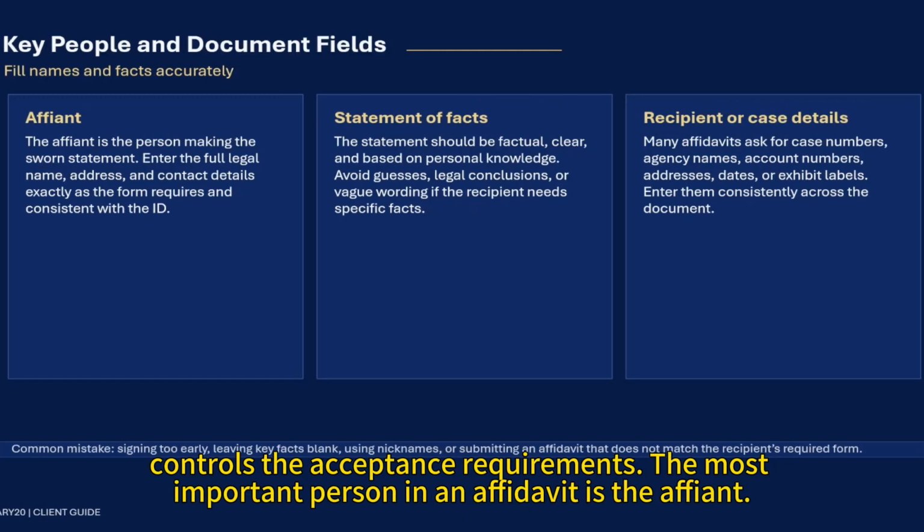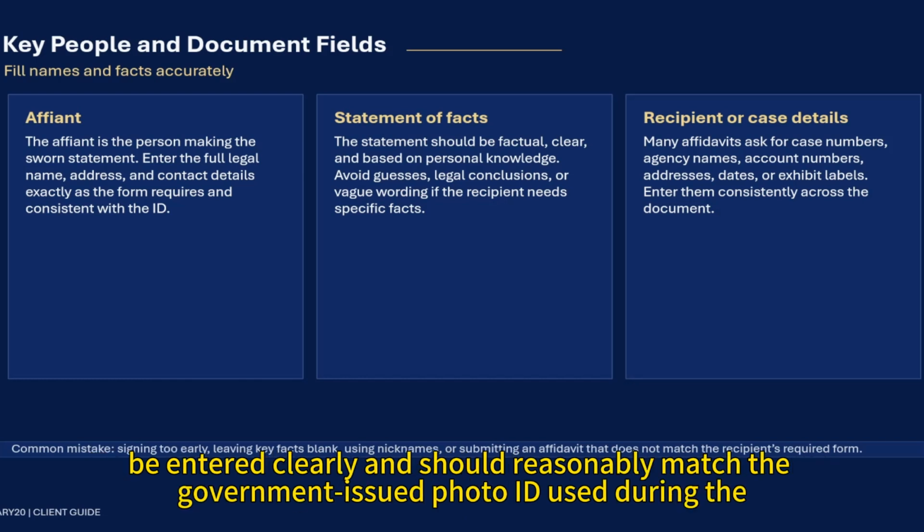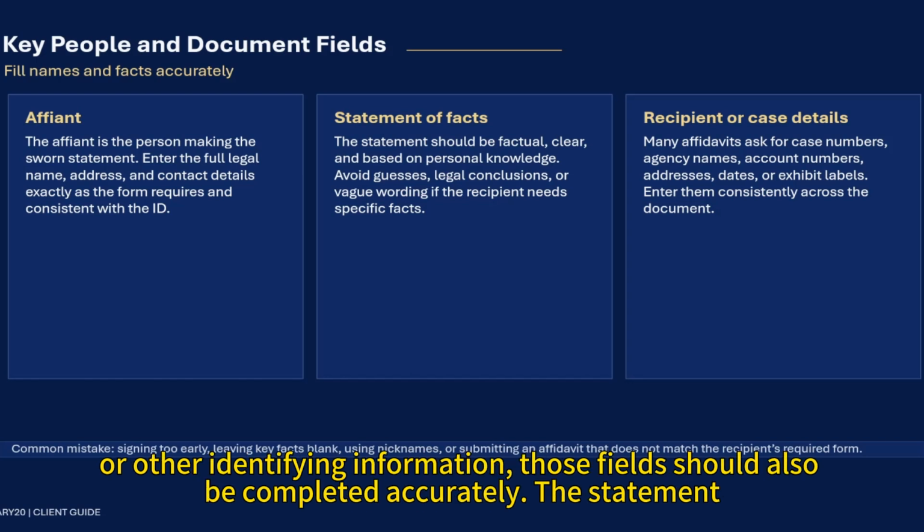The most important person in an affidavit is the affiant. The affiant is the person making the sworn statement. The affiant's full legal name should be entered clearly and should reasonably match the government-issued photo ID used during the notary session. If the affidavit asks for an address, phone number, case number, account number, or other identifying information, those fields should also be completed accurately.